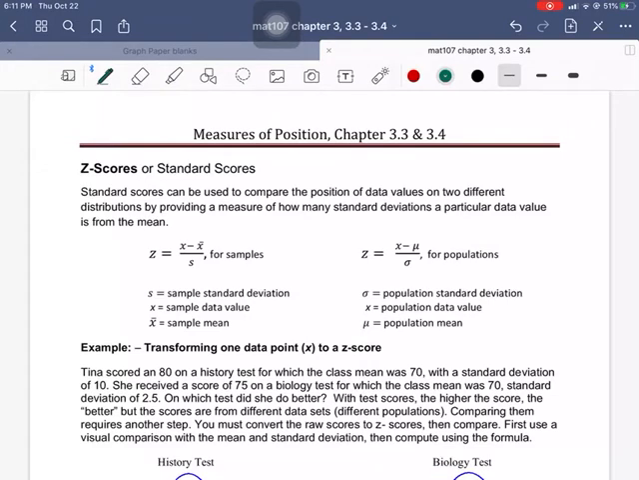Okay, chapter 3, sections 3.3 and 3.4 are measures of position. We found the center, and we found how much spread, or how much each value deviates from the mean. Then we found the standard deviations and the z-scores, or standardized scores, which literally say how many standard deviations away from the mean a value is. So we can translate x values into z-scores, for any one particular x value.